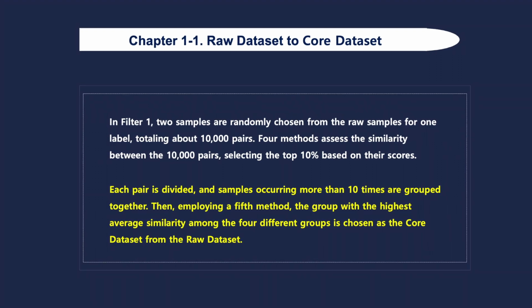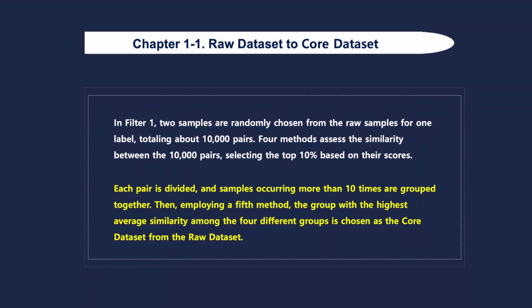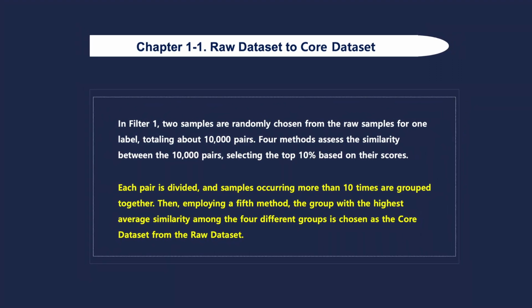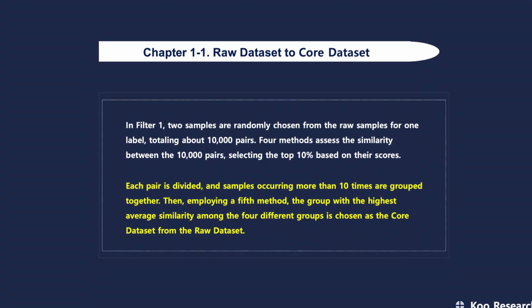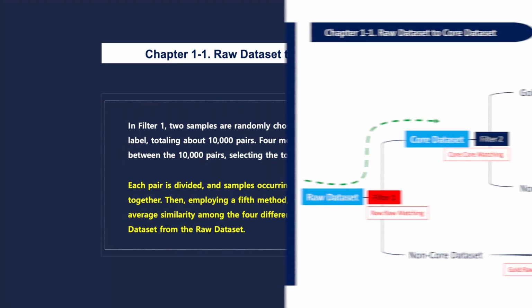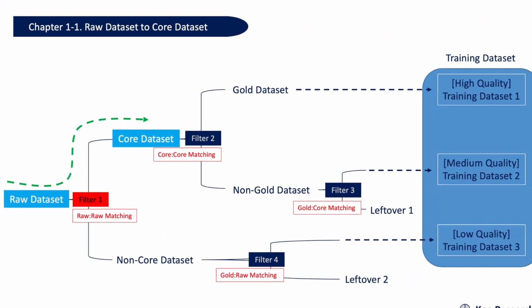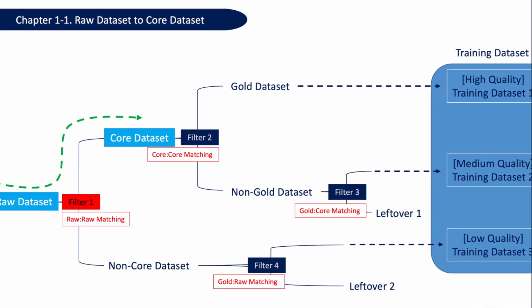Each pair is divided, and samples occurring more than 10 times are grouped together. Then, employing a 5th method, the group with the highest average similarity among the 4 different groups is chosen as the core dataset from the raw dataset.